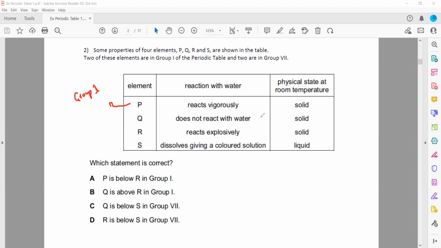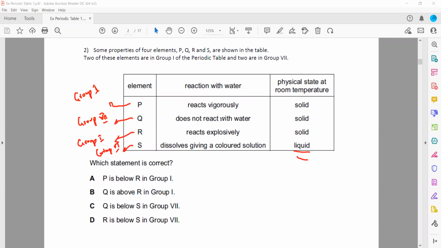Then Q does not react with water. If group 7 does not react with water, so this is group 7. R reacts explosively, so R is also reacting with water, which gives the idea that it is group 1. And S dissolves to give a colored solution, and it is a liquid. Group 1 elements are all solid. For group 7, the first 2 are gases, then liquid, and then solid. So it means S is group 7.